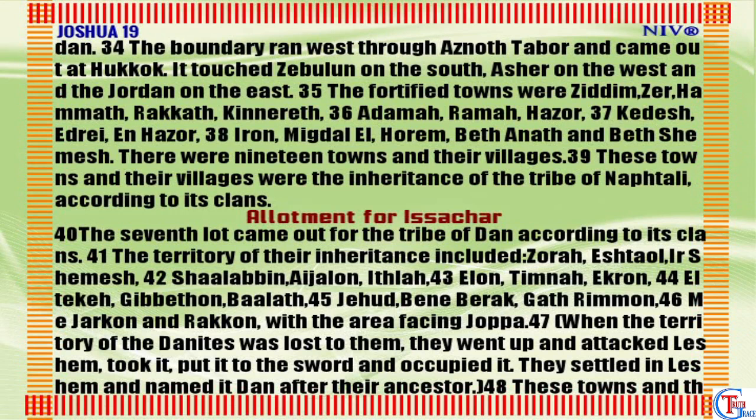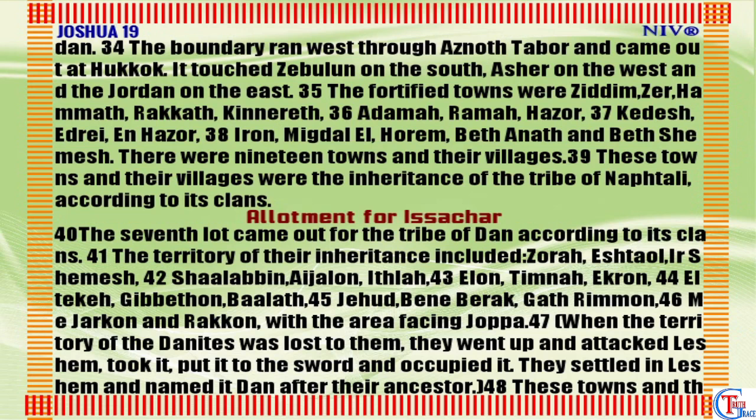The fortified towns were Ziddim, Zur, Hamath, Rakkath, Kinnereth, Adamah, Ramah, Hazor, Kedesh, Edrei, and Hazor, Iron, Migdal-El, Horam, Beth-Anath, and Beth-Shemesh. There were 19 towns and their villages. These towns and their villages were the inheritance of the tribe of Naphtali according to its clans. The seventh lot came out for the tribe of Dan according to its clans.